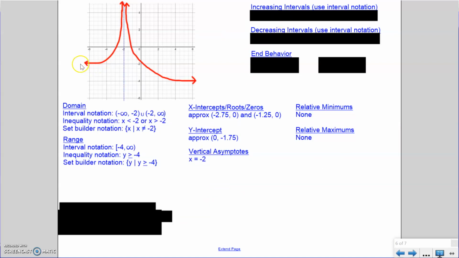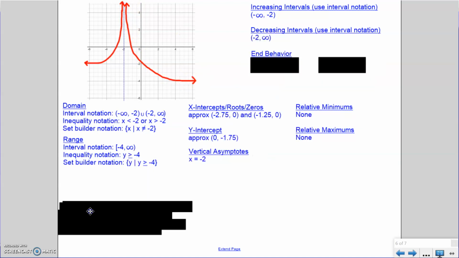Increasing intervals. From the left, we're watching it. It's actually increasing right there. So -infinity all the way to -2. Decreasing. On the other side, -2 starts high, but it starts going lower, decreasing all the way until it hits that. So we say -2 to positive infinity.